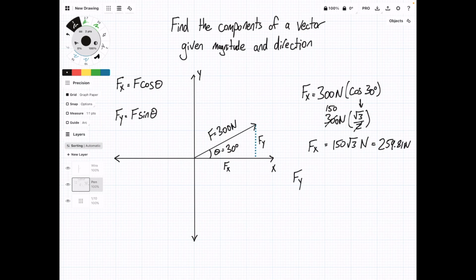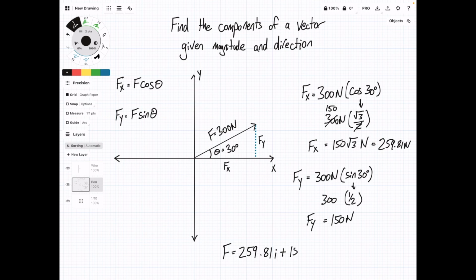Okay, now let's do the same thing for f of y. We're going to say 300 newtons times the sine of 30 degrees. Again, from the unit circle, sine of 30 degrees is 1/2. So 300 times 1/2 is equal to 150 newtons. And there's no extra calculation needed. So we have our two components. And if we wanted to write this using i and j, we could say that F is equal to 259.81 i plus 150 j.